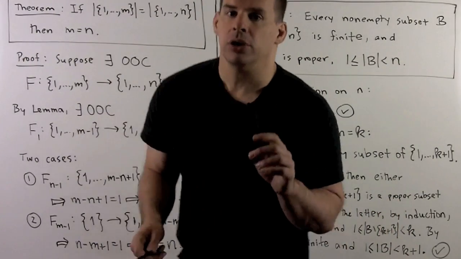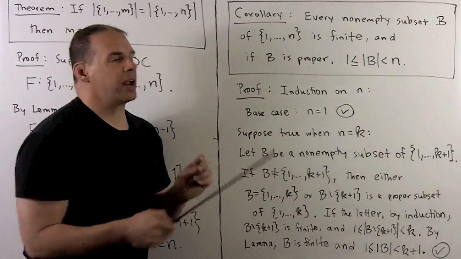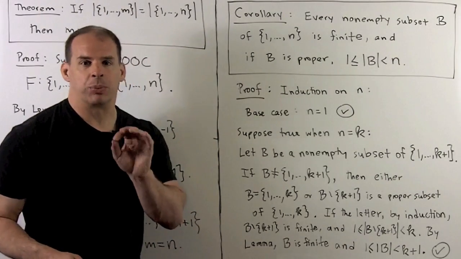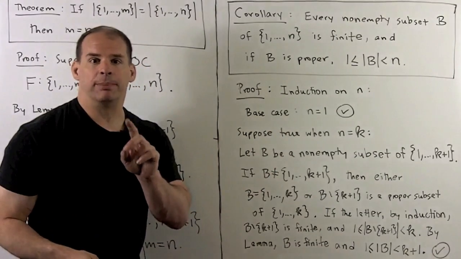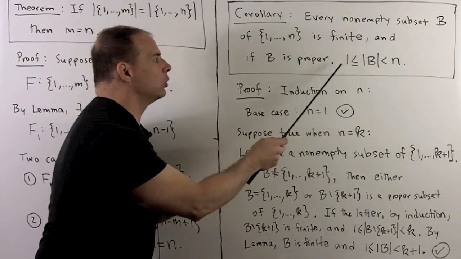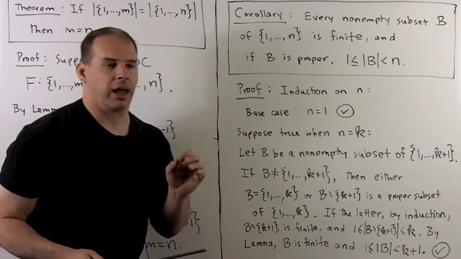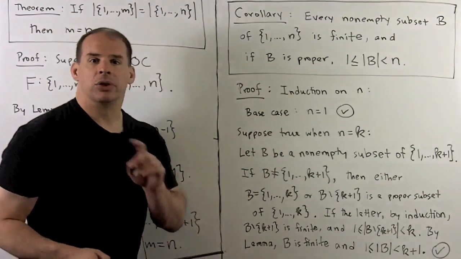Now, using that, we have the following corollary. Every non-empty subset B of the set {1 through n} is finite. If B is proper, then the cardinality of B, the number of elements in B, is between 1 and n, including 1. For the proof, we use induction on n. For the base case, when n is equal to 1, there's nothing to show.